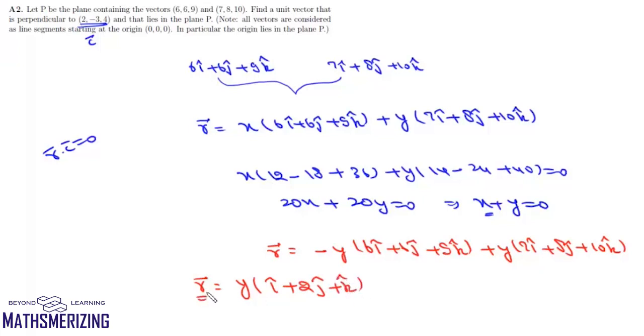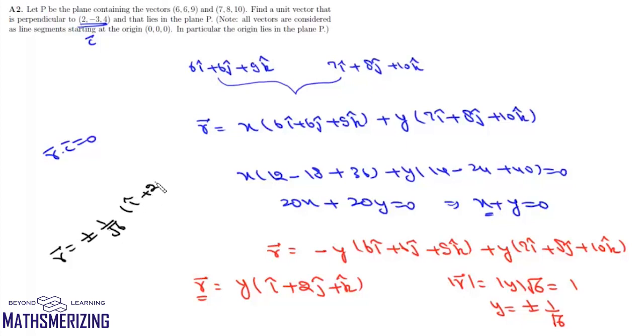Now additionally it is given that this r is a unit vector, and if r is a unit vector, then its magnitude, which is mod of y into under root 6, will be 1. So that means value of y is plus or minus 1 by root 6. So now we can write this vector as plus or minus 1 by root 6 into (i plus 2j plus k), or alternatively we can write this as plus minus (1 by root 6, 2 by root 6 and 1 by root 6), and that is the answer to this question.